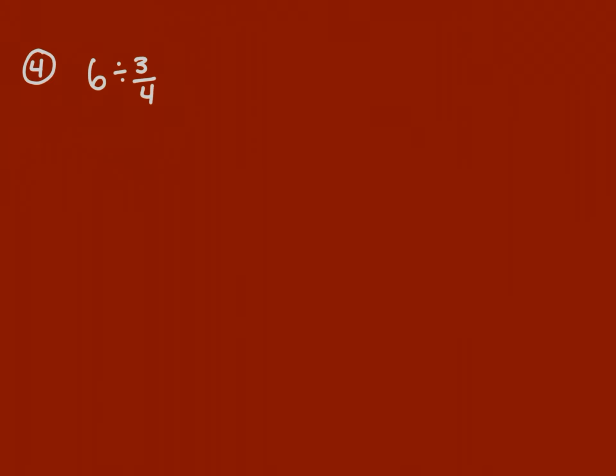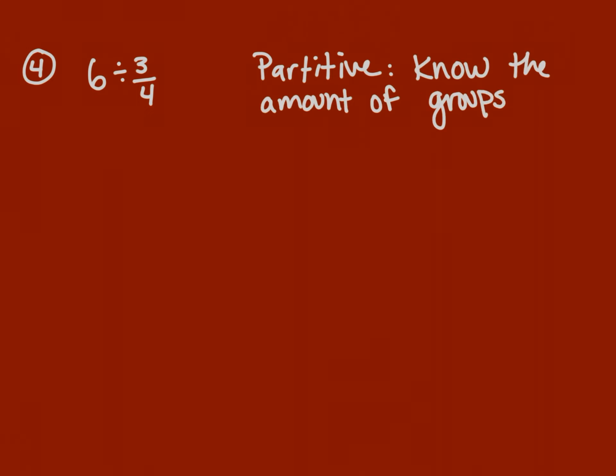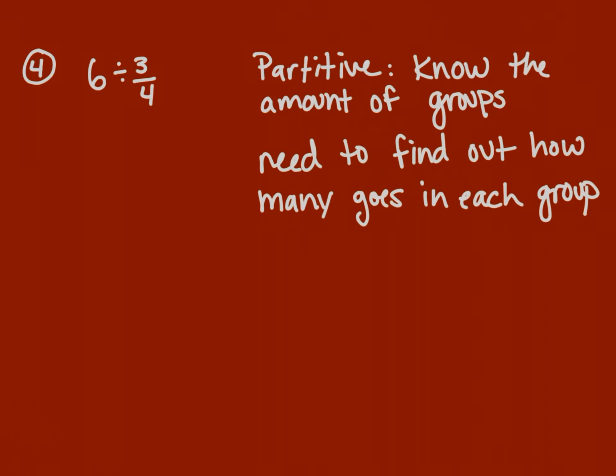This is the same division sentence, but the way that we're going to write our story is different. We're using partitive instead of measurement division. So partitive gives you the amount of groups, but you are looking for how many goes in each group. With measurement division, it's the opposite. You know how much goes in each group, but you have to figure out how many groups there are.